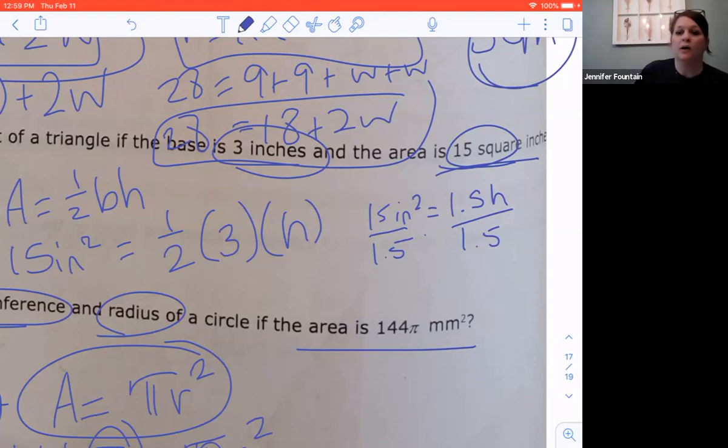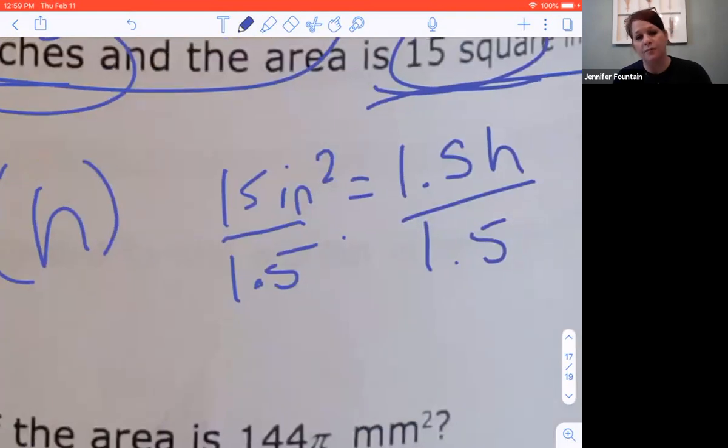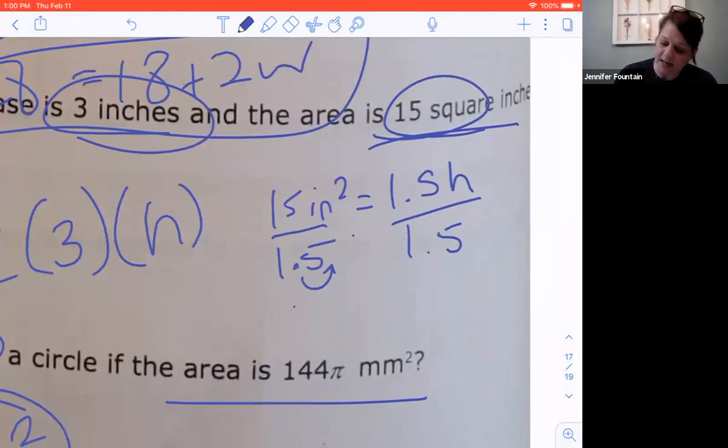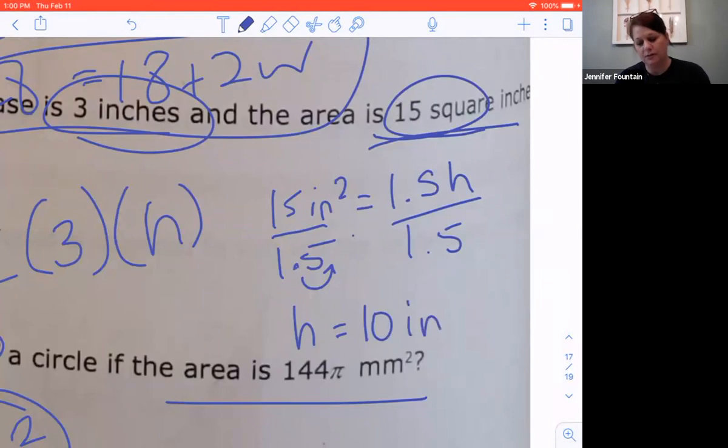What can I multiply 1 1/2 by to get to 15? One of two things. I can use a calculator and say 15 divided by 1.5. Or you might already see that, hey, if I have 1.5 and I move my decimal one place to the right, then that equals 15, right? So what does that mean? I multiply 1.5 by a power of 10 to get to 15. So when I divide by 1.5, then I can see that the height is equal to 10 inches.